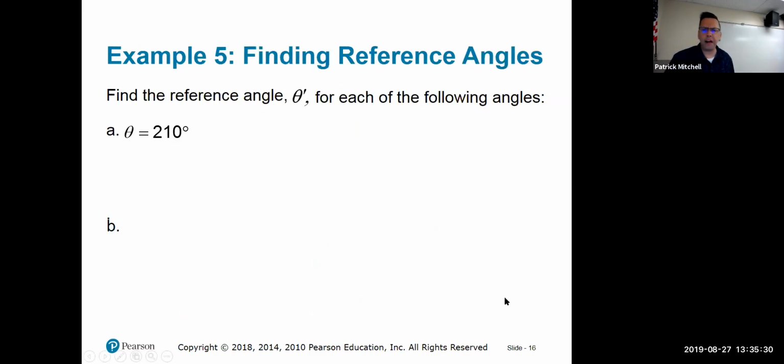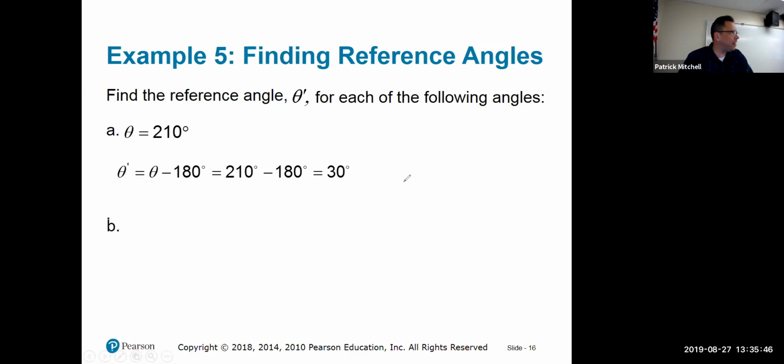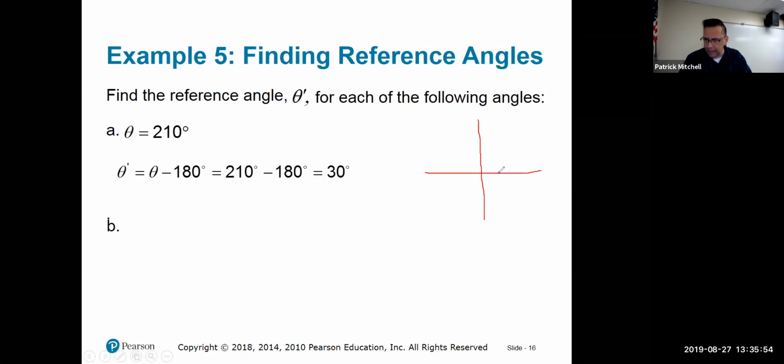So here they want me to find the reference angle theta prime for each of the following angles. I wonder if this is another situation where I forgot to write in. No, I did not. Good. Okay, but I will draw a picture for this. So a 210-degree angle, hopefully you can picture that. 210 degrees means go 180 degrees and then go another 30, right? So it looks something like this. All right. Sorry about the squiggly lines.